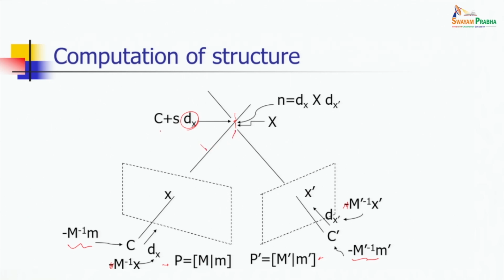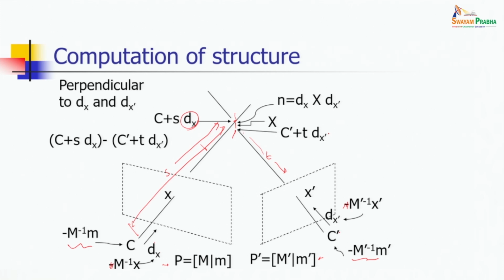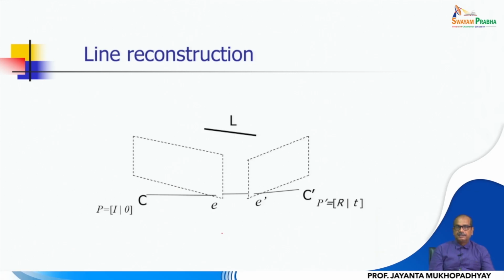So we are writing C plus S into dx. This is say S, and dx is the unit vector, let us consider, and then say C prime, this length is t and dx prime is the unit vector. So perpendicular to dx and dx prime is this vector, and from there you can solve for S and t. So all these computations, finally the parameters S and t are all computed. We can solve this for S and t because we know that this is perpendicular to these directions.